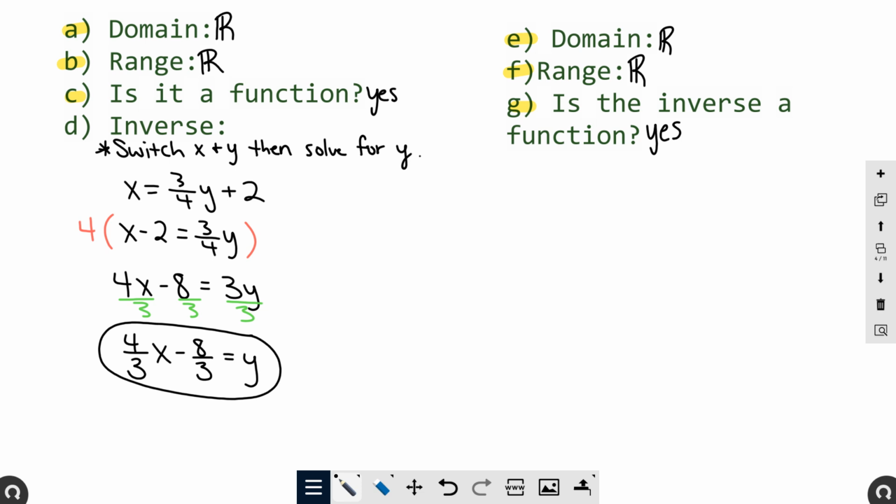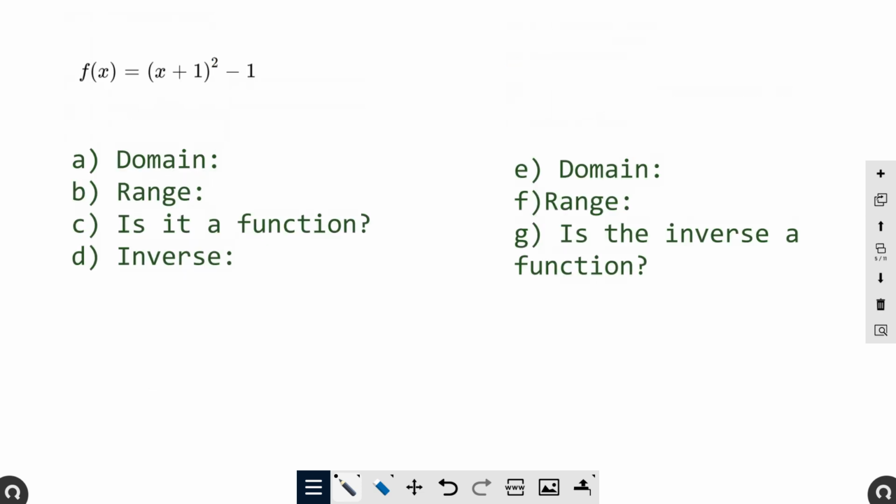Yeah, you can change the order too if you want to. Still, you can say y equals 4/3 x minus 8/3. Your goal is just to get y by itself, so it doesn't matter what order you put them in. Does that make sense on how to solve for y? All right, let's do our next problem.